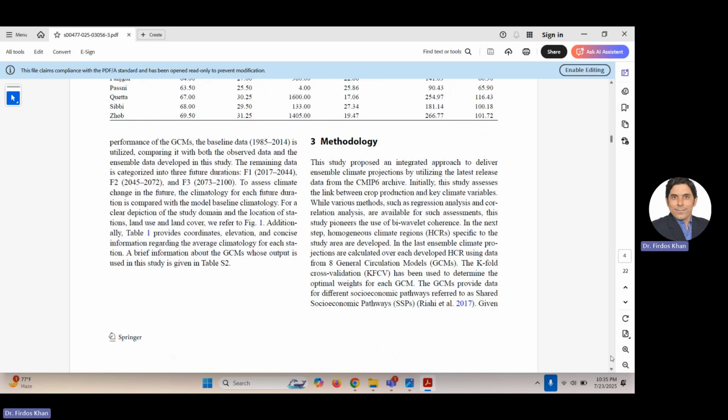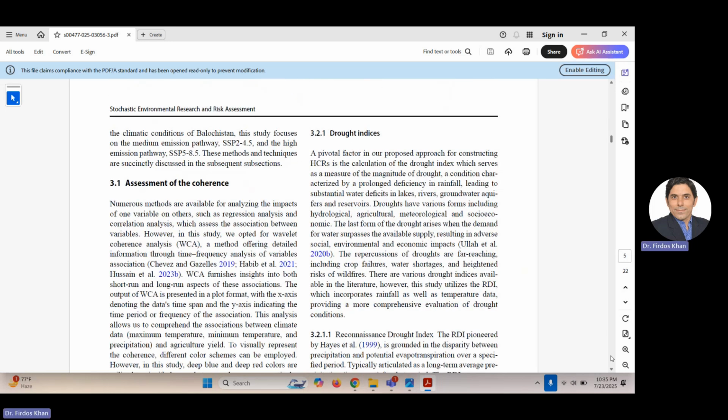Okay, methodology. In the methodology, there are various steps which are very important to know. If you know the methodology, then you can do the work, and of course you can have the results based on those steps and explain those steps in the results. Assessment of the coherence. The first step was to see whether there is any relationship between temperature and precipitation with the crop and fruit production. We have done this using wavelet coherence analysis.